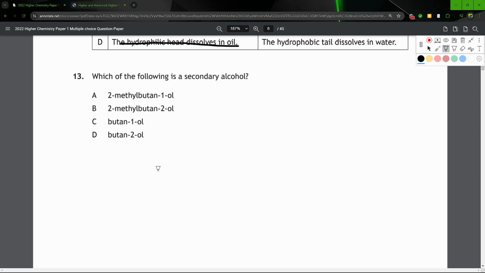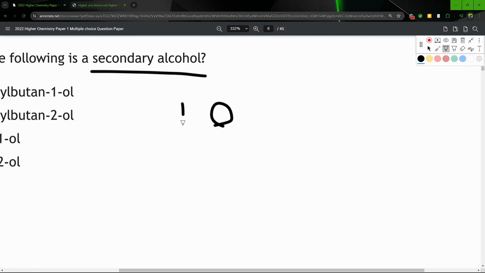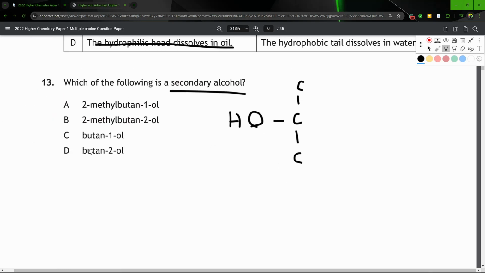13. Which of the following is a secondary alcohol? So remember, a secondary alcohol is when you have your OH group connected to a carbon, which is connected to two other carbons. So let's see if we can find any. Butan-1-ol is a primary alcohol because the OH would be on the first carbon, on the terminal end. So we know that it can't be butan-1-ol.